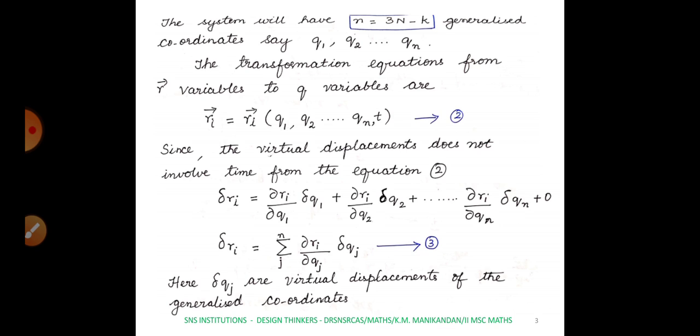Now here the virtual displacements do not involve time. So from equation 2 we get delta Ri equal to dou Ri by dou q1 into delta q1 plus dou Ri by dou q2 into delta q2 plus etc., dou Ri by dou qn into delta qn. While differentiating, dou Ri by dou t will be 0, so we omit it. And we write the summation form: delta Ri equal to summation j equal to 1 to small n of dou Ri by dou qj into delta qj. Name this equation as 3. Here delta qj's are virtual displacements of the generalized coordinates.